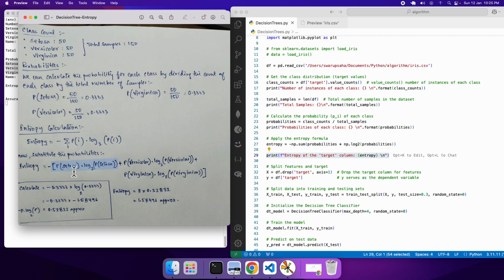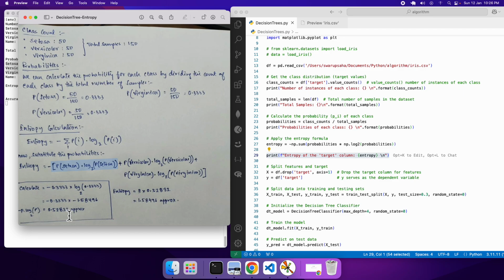Now what I did is I calculated one of the classes. Let's consider the Setosa. We know probability of Setosa is 0.3333 into log of probability of Setosa, which is again log of 0.33 base 2. If we calculate the log of 0.33 base 2, it would be minus 1.5846, and that's what I'm multiplying with minus 0.33. I will get a value of 0.52832, approximately. Keep in mind, we are working on one of the probabilities.